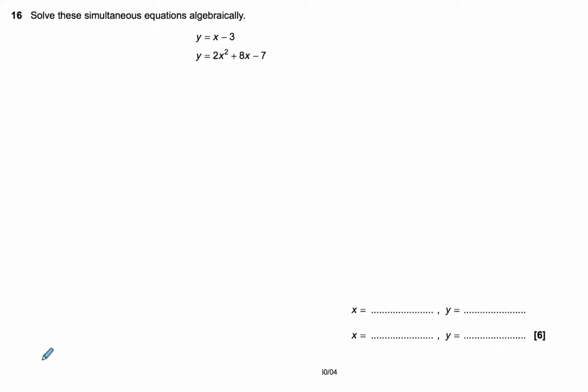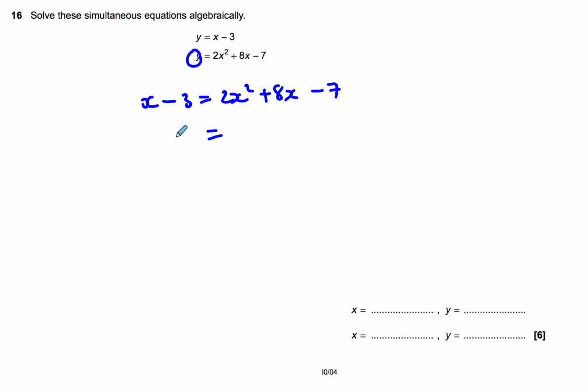So question 16 is a nice question. It's a nice simultaneous equation where they've kept the y's both on this side. So all you need to do, if the y values are the same for both, why not replace this with x minus 3? So we've got x minus 3 equals 2x squared plus 8x minus 7, because y is worth the same in both, because they're simultaneous, meaning they have the same values.